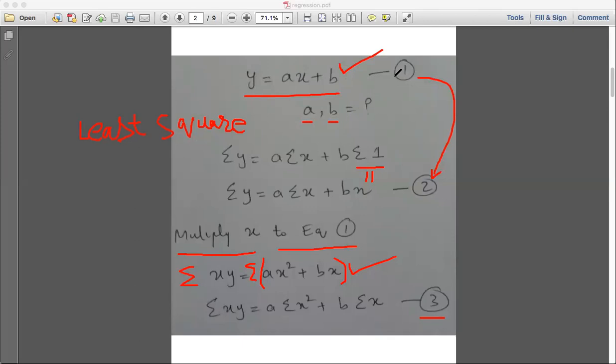And after that, what did we do? We changed 1 into the form of 2, and again after this we changed 1 in terms of 3 by multiplying x and taking the summation on both sides. Please note down these three equations.